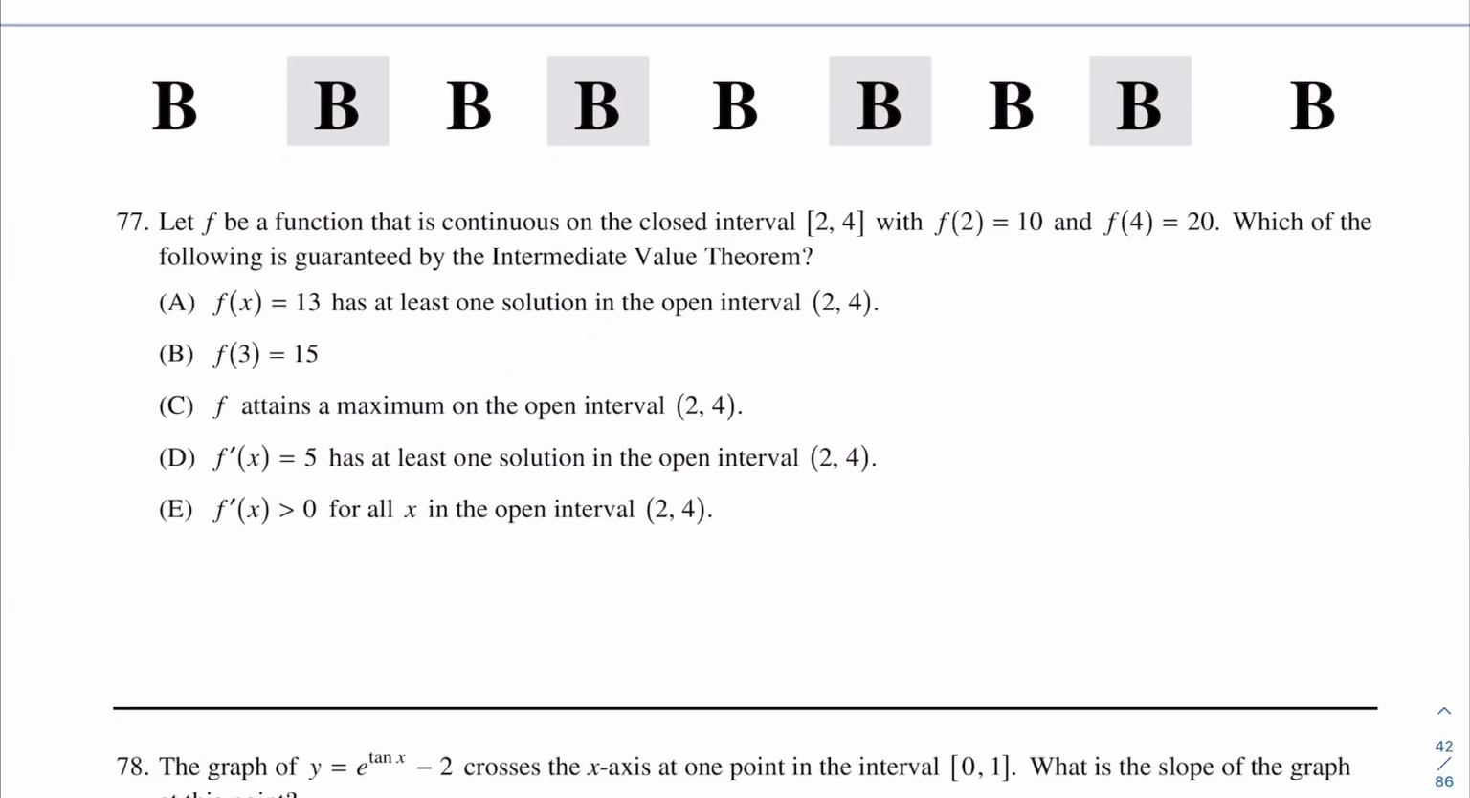The next problem: let f be a function that is continuous on the closed interval 2 to 4 with f of 2 equal to 10 and f of 4 equal to 20. Which of the following is guaranteed by the intermediate value theorem?